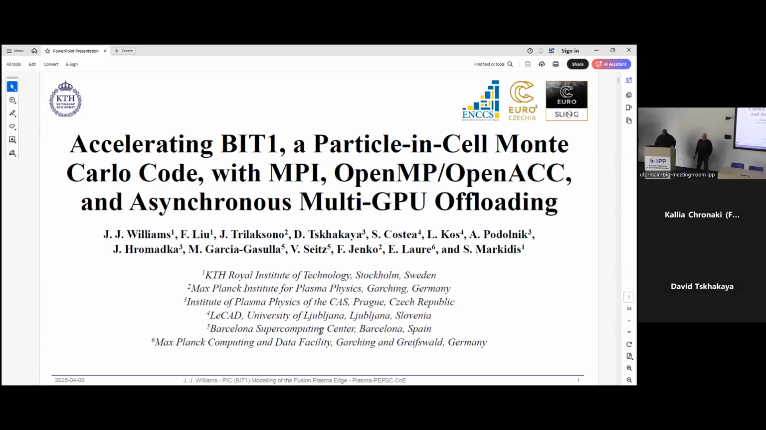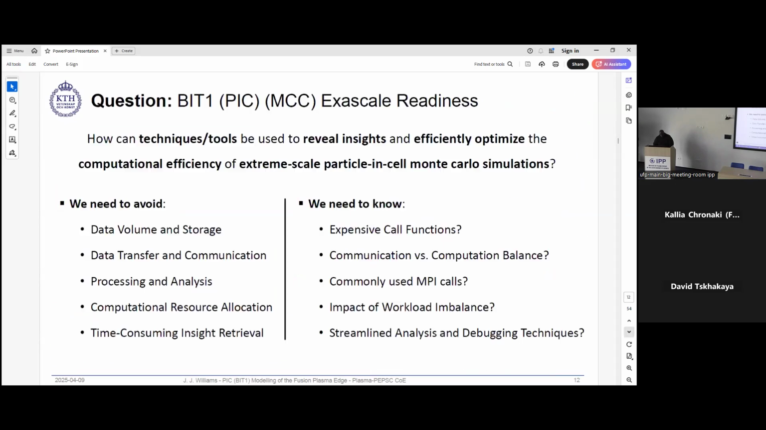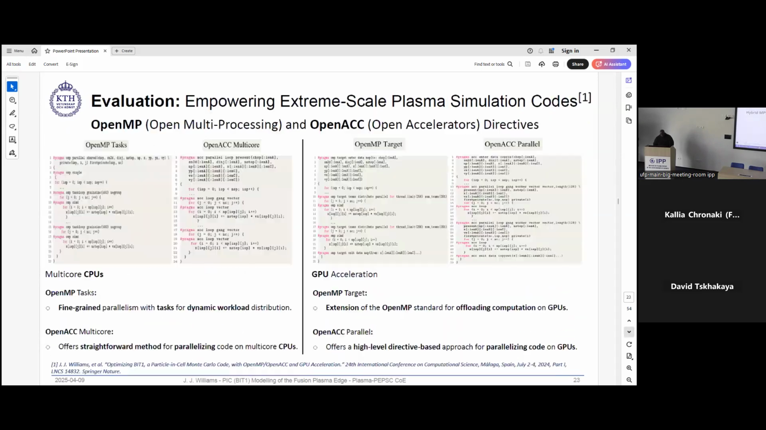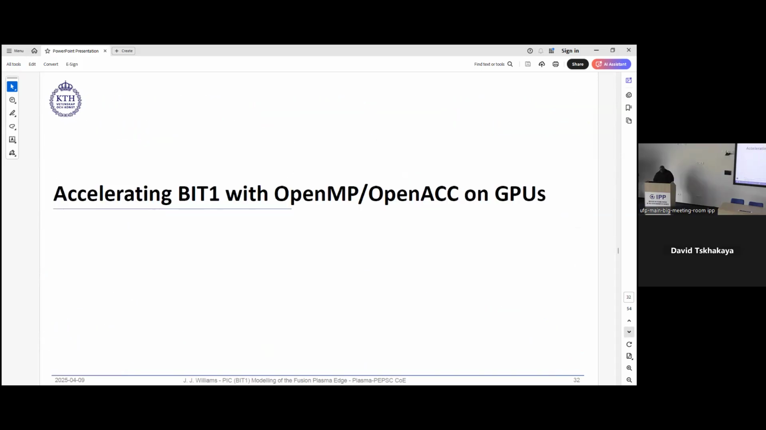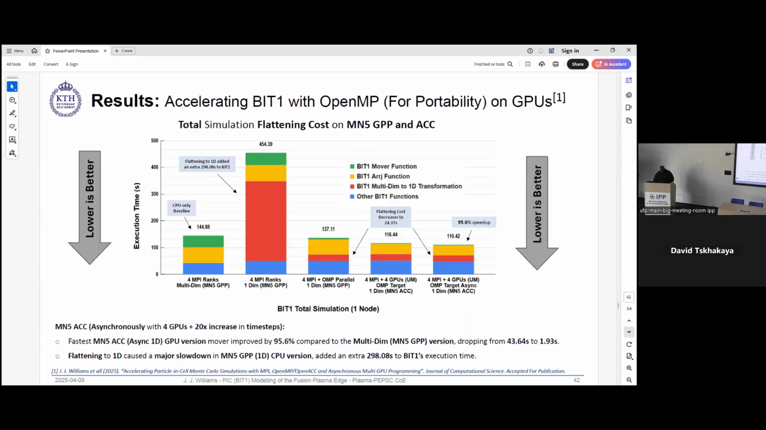Kali, can you see the screen? Yes. Okay, let me see if I can go to that. Let's just go up and down. Let me see if I can go to it. I'll go directly to the results. Yeah, this one. Yes, exactly.